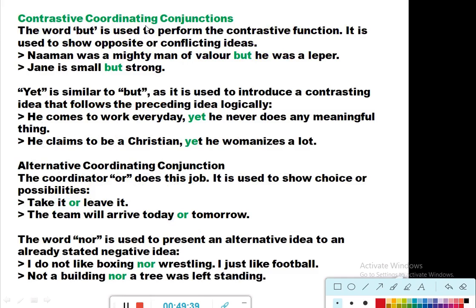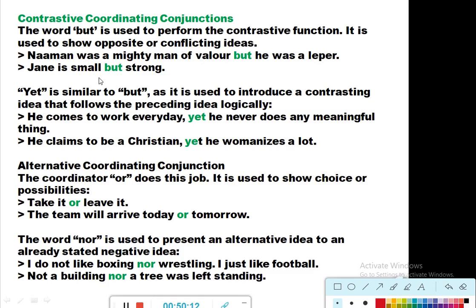Then contrastive coordinating conjunctions. The word but is used to perform the contrastive function. It is used to show opposite or conflicting ideas. For example, Naaman was a mighty man of valor, but he was a leper. So we look at two qualities. One is the strength of Naaman, and the other one is his weakness.